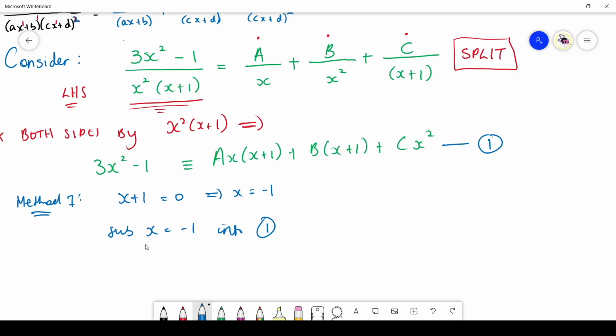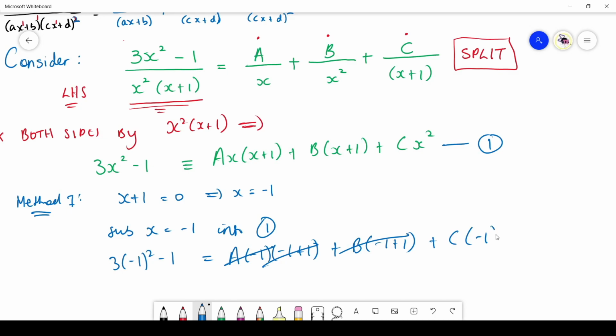On the left hand side, if x has a value of -1, you would end up getting 3 by -1 squared minus 1, being equal to, on the right, if x is -1, you will get a by -1, but then you have x being -1 here. So you'll actually get -1 plus 1. So that just cancels. Everything's turned out to be 0 there. Similarly with b, you will get -1 plus 1. This cancels to 0. So you just end up getting c by -1 squared.